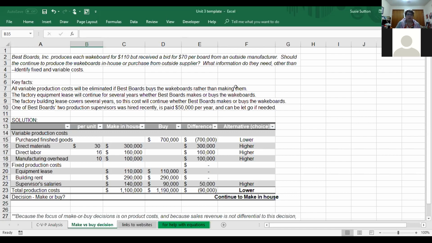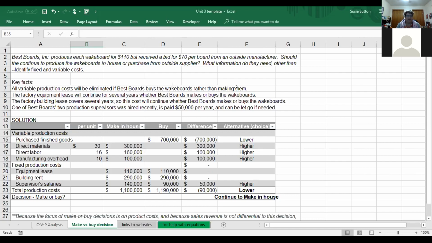The scenario is a company called Best Boards. They produce wakeboards for $110, but they received a bid for $70 per board from an outside manufacturer. So should they continue to produce the wakeboards in-house or purchase them from the outside supplier? What information do they need other than to identify fixed costs and variable costs to make that decision?